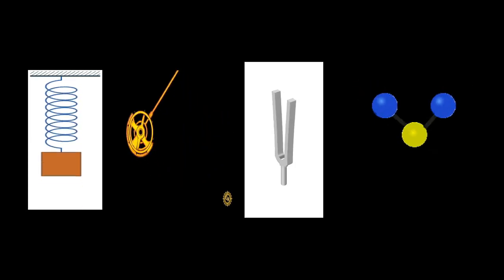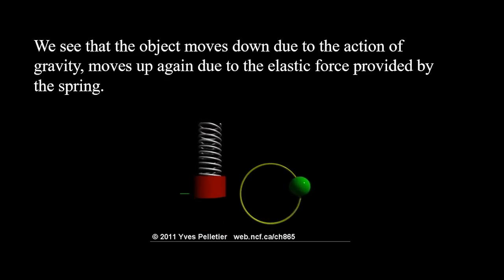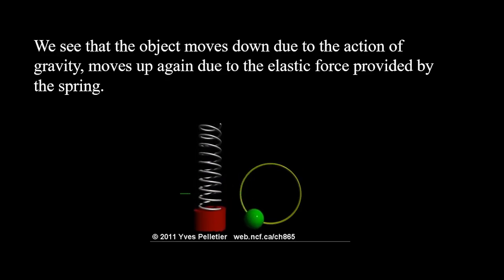We look at the situation of an object with mass m, suspended on a spring with a spring constant k. We see that the object moves down due to the action of gravity, moves up again due to the elastic force provided by the spring. We will notice that there is an interaction between the gravitational force acting on the suspended mass and the restoring force provided by the spring.